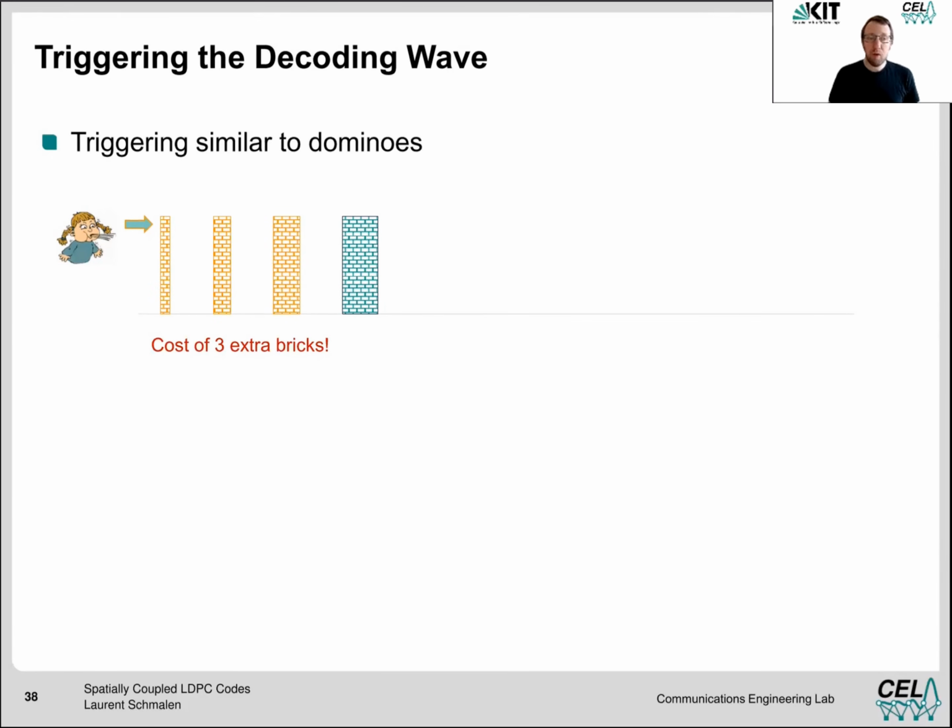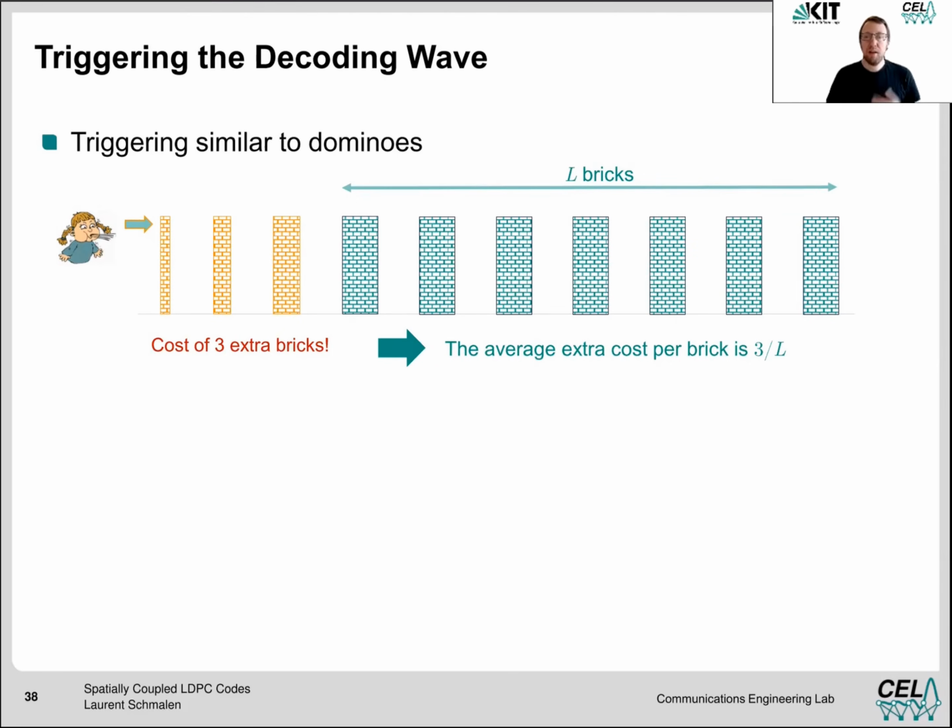And we can do this. However, we have a cost of extra bricks. We need 3 extra bricks. So we can keep on doing this. And if we have more and more bricks that we want to push over, the extra cost of the bricks becomes negligible with 1 over L, or 3 over L in this case.